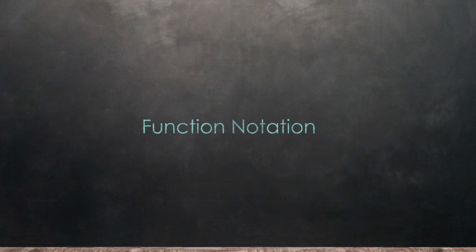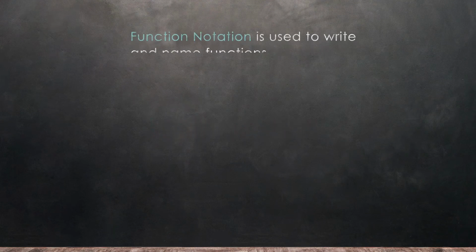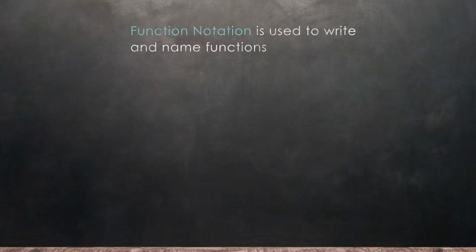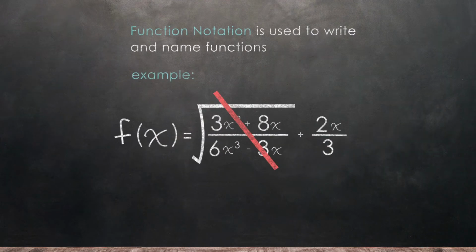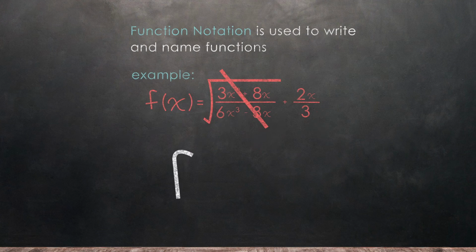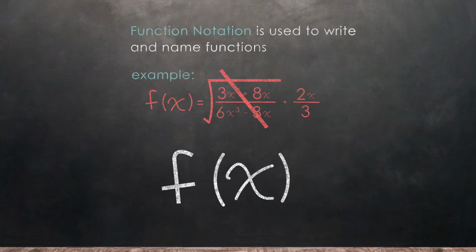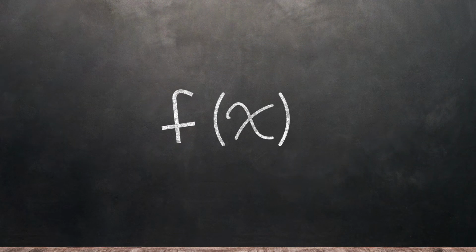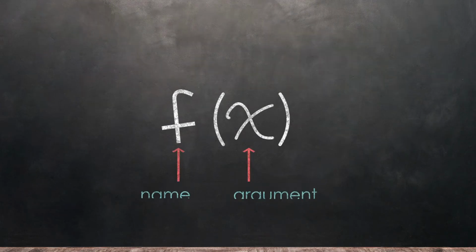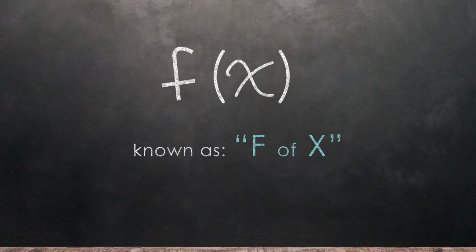Function notation. Function notation is used to write and name functions without having to write down a lengthy equation. It is sometimes confused for multiplication due to the brackets. The notation is made up of the name of the function and the argument. We read this as f of x.